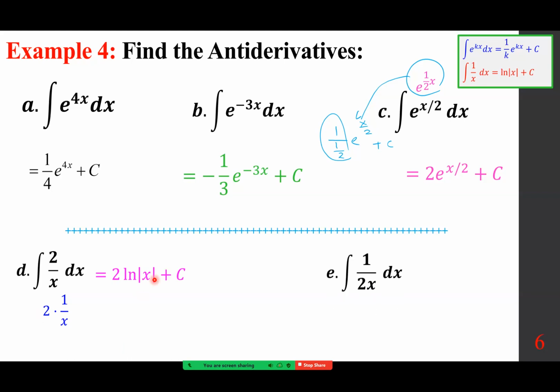We're going to do the same thing here. We're going to rewrite this so it becomes clear. It's 1/2 times 1 over x. This one we know the answer. 1/2 would be the coefficient. So half of natural log of x plus a constant, of course, in an absolute value.